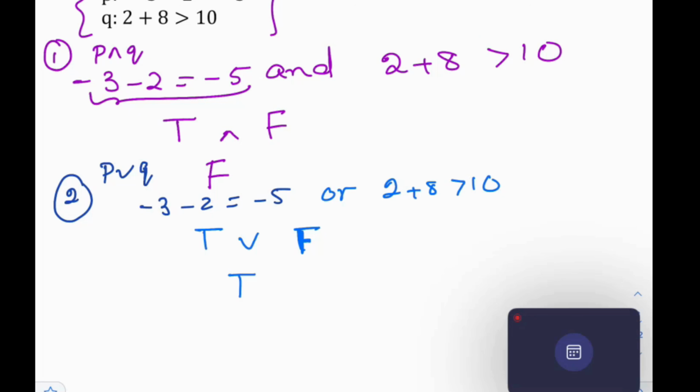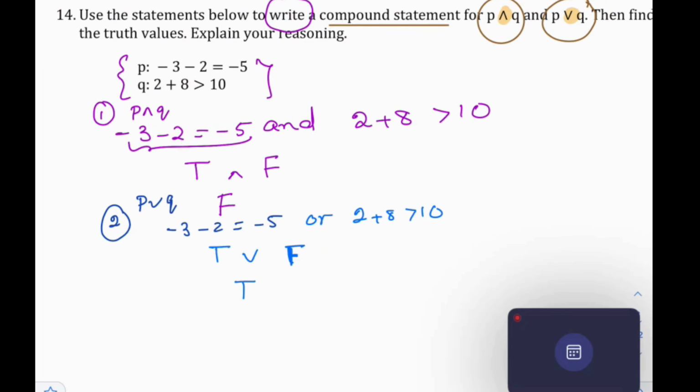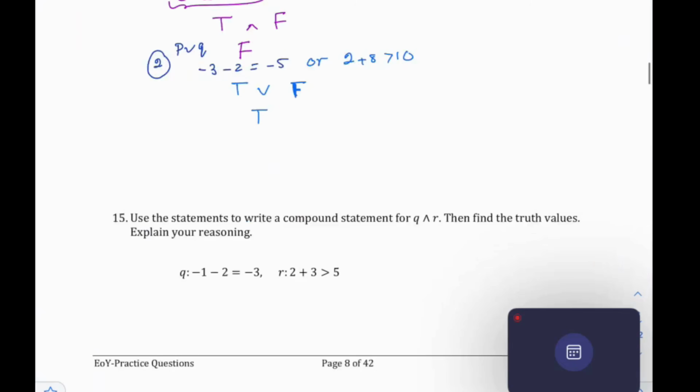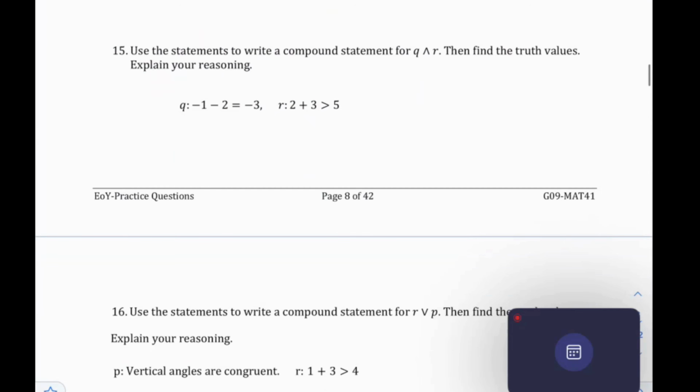So the combined statement has one true statement, so we will say that it is true. And it's called disjunction. And this is the word: conjunction and disjunction. Conjunction is "and", and that one is disjunction. Now let's see this one.